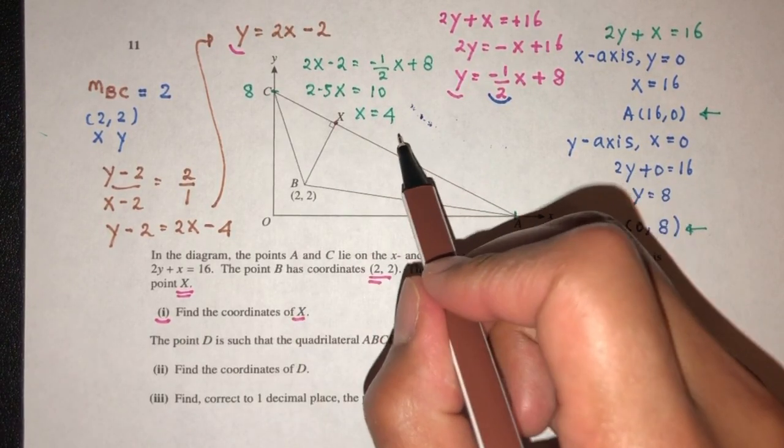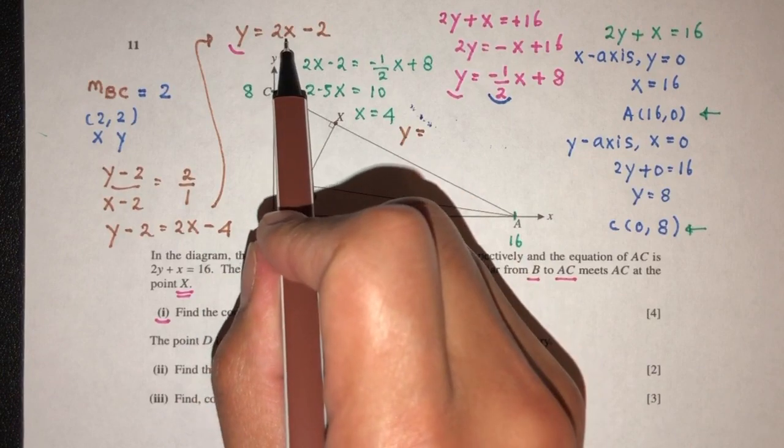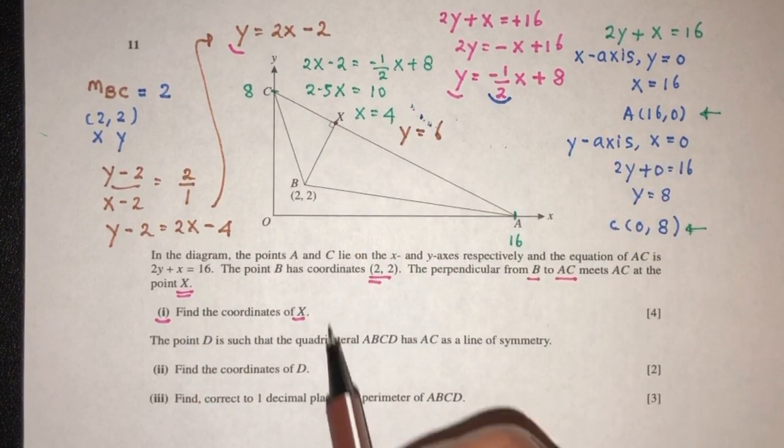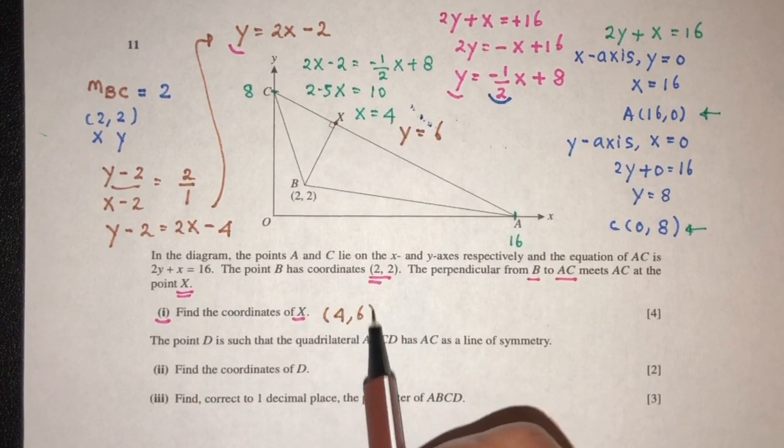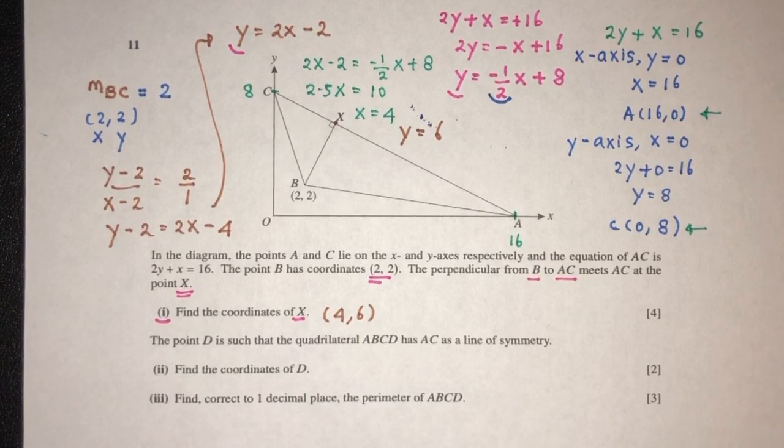Find the corresponding value of y. Y will be 2 times 4 will be 8, minus 2 is 6. So x will be 4, 6. Okay, now let's move on.